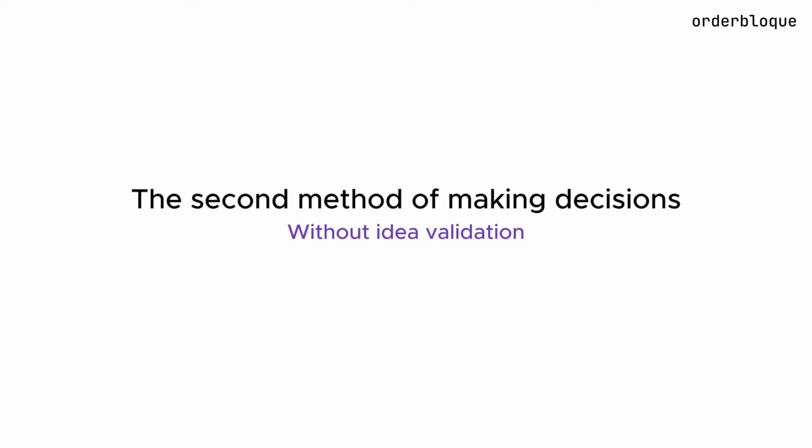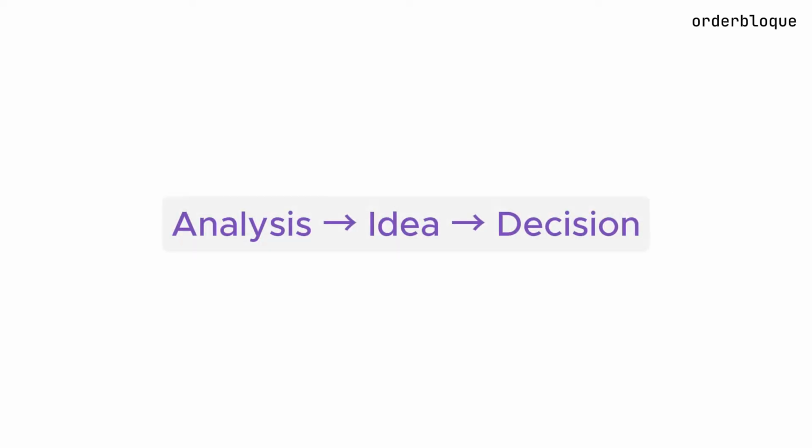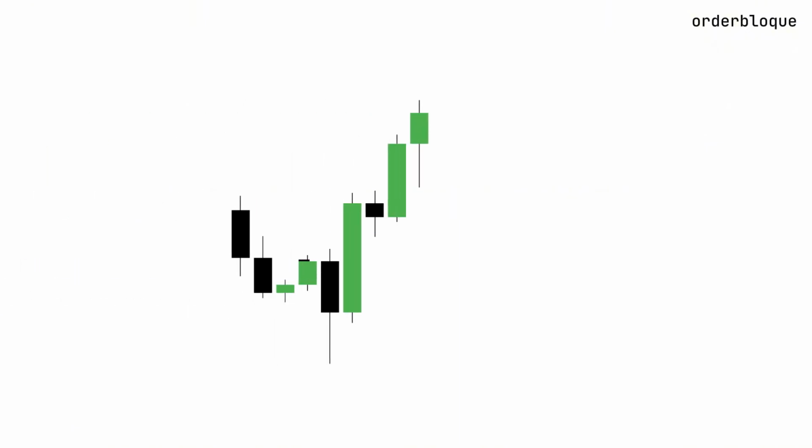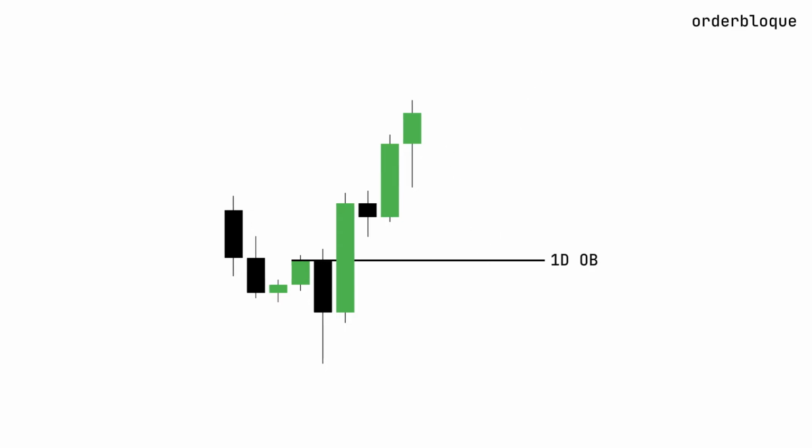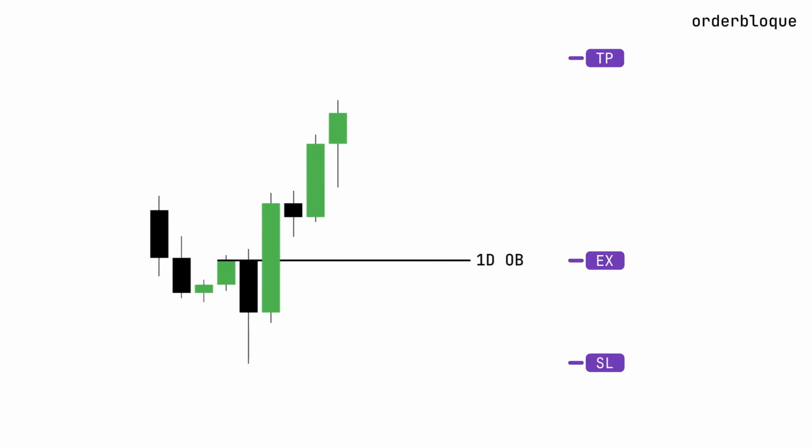Finally, we've reached the second decision-making principle, which doesn't involve idea validation. Let me remind you of the formula: analysis, idea, decision. The principle here is absolutely simple. For example, during analysis, we discovered a zone of interest on the daily time frame, and by all criteria, we believe it can reverse the price in the opposite direction after testing. We simply open a position from this zone provided that the minimum risk-reward to the opposite zone on the same time frame is 1.5, with the stop-loss necessarily placed behind the extreme, not somewhere else.